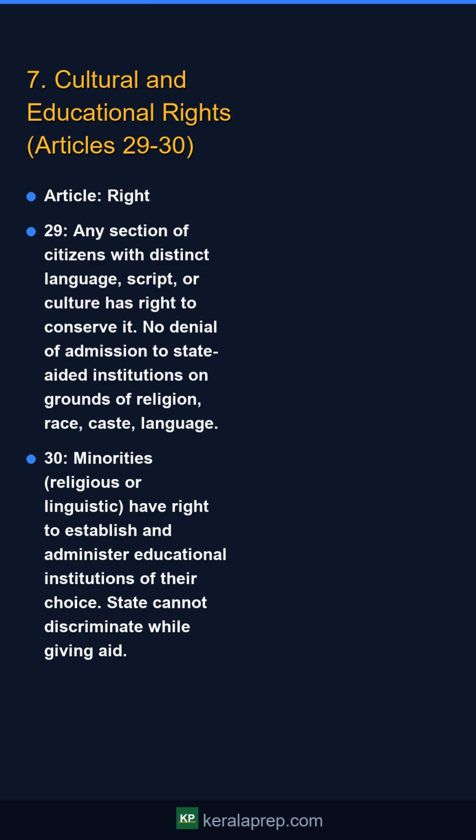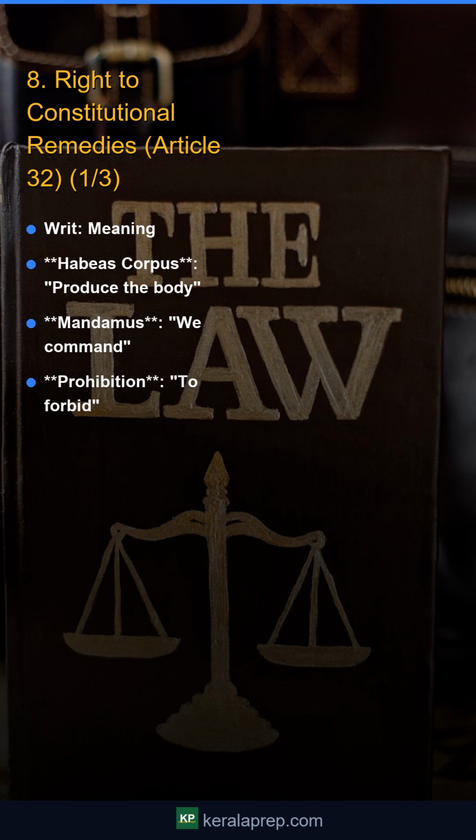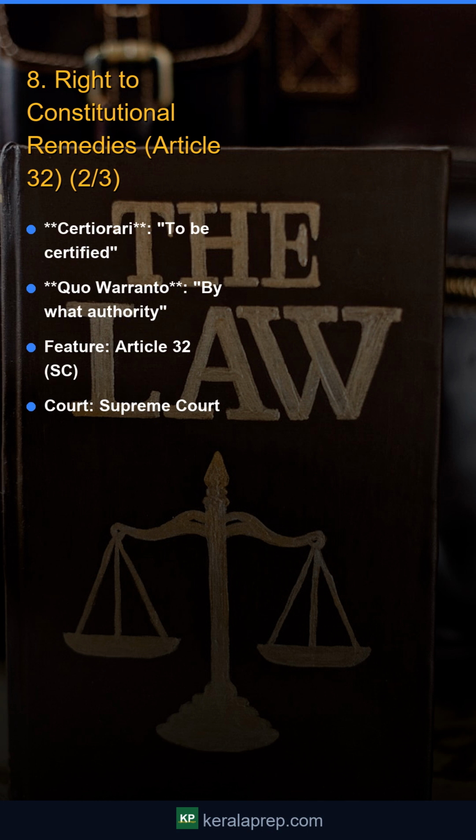8. Right to constitutional remedies, Article 32. Writ. Meaning. Habeas corpus: produce the body. Mandamus: we command. Prohibition: to forbid. Certiorari: to be certified. Quo warranto: by what authority? Feature. Article 32: Supreme Court.